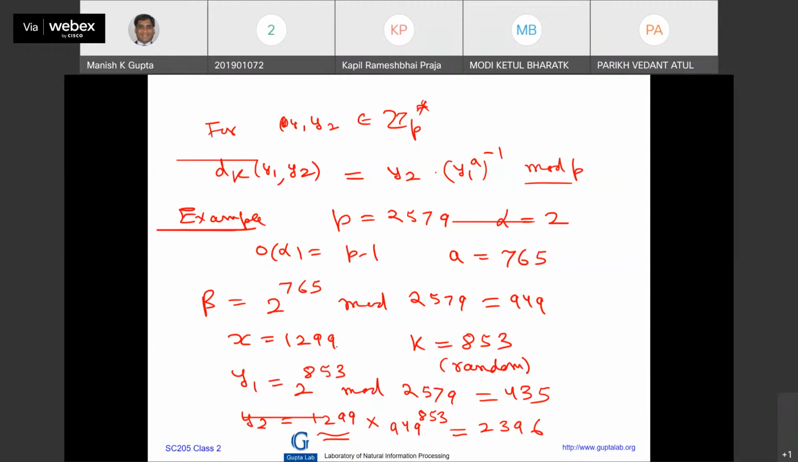So Alice is sending this plain text. In order to send it, she chooses a random number k, then computes y1 and y2 like this. So now she is sending this pair.